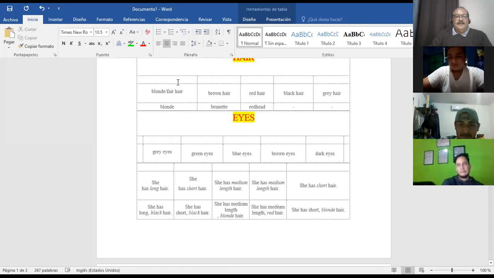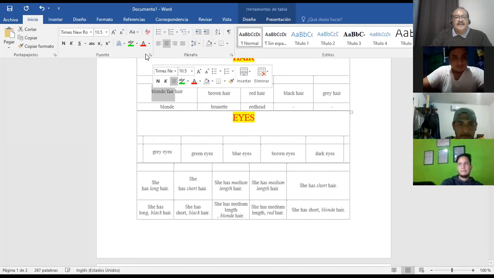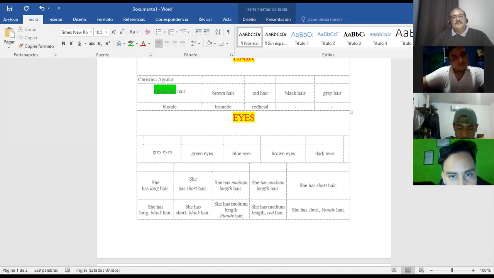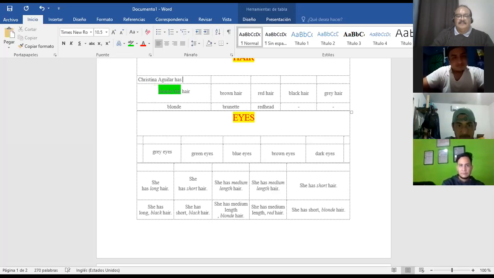Okay, good. Now, somebody who has blonde hair. Blonde or fair, they have similar meanings, okay? Who is blonde? I don't know, but you tell me. I don't know if she dyed it or not. Okay, she has blonde hair. Okay, we can say that she has long hair. What else?